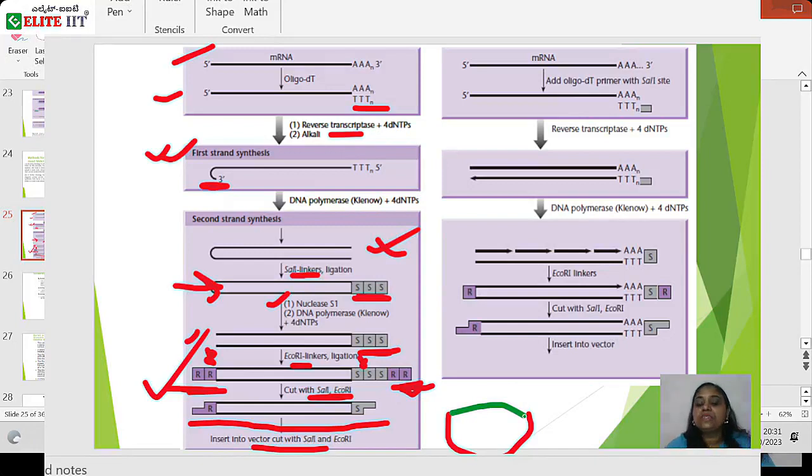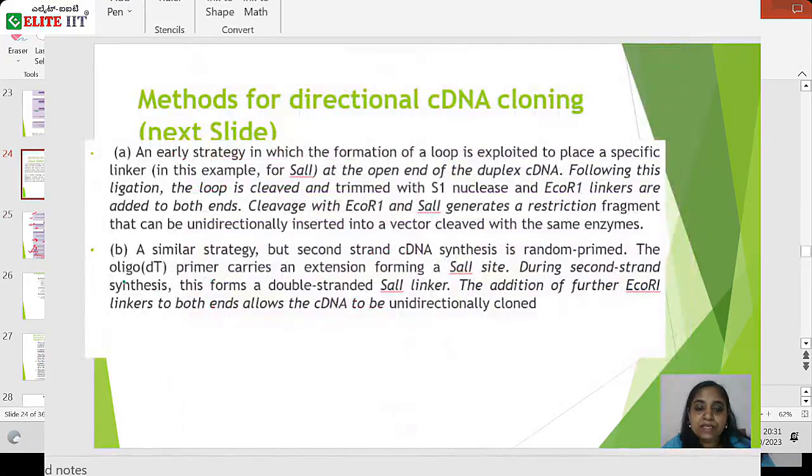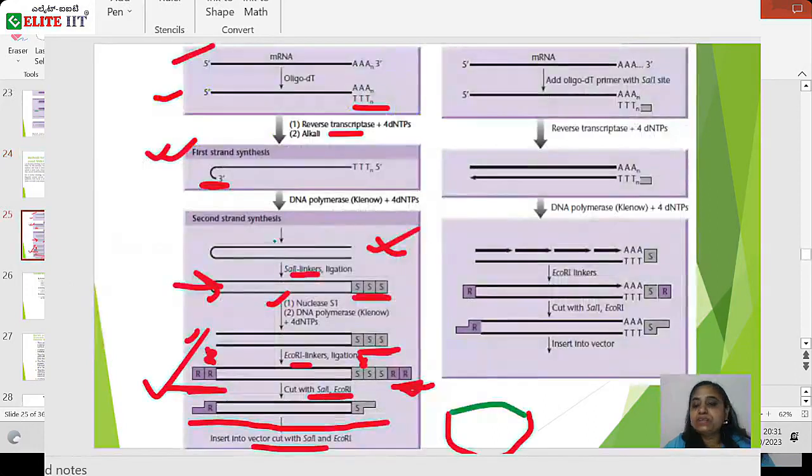Okay, now the second process. What is given? A similar strategy, but second strand cDNA synthesis is random primed, and the oligo-dT primer carries an extension forming a SalI site. During second strand synthesis, this forms a double-stranded SalI linker, and the addition of further EcoR1 linkers to both ends allows the cDNA to be unidirectionally cloned. So let's see from the picture whether we can understand or not.